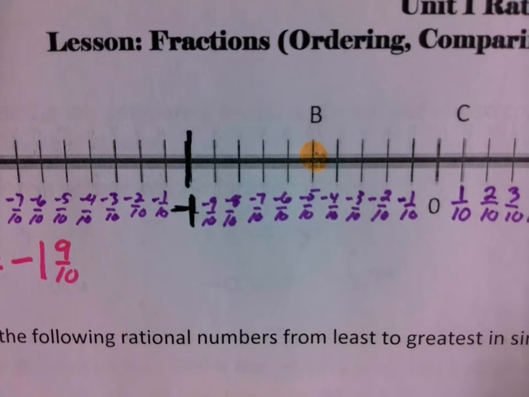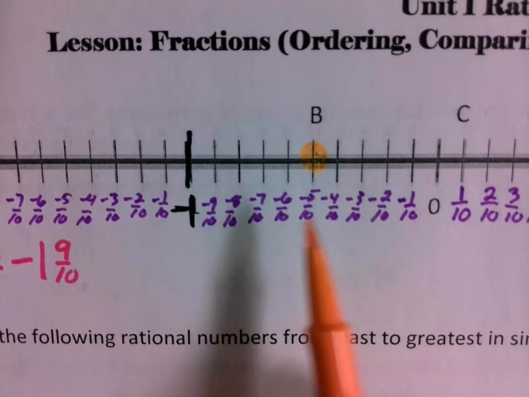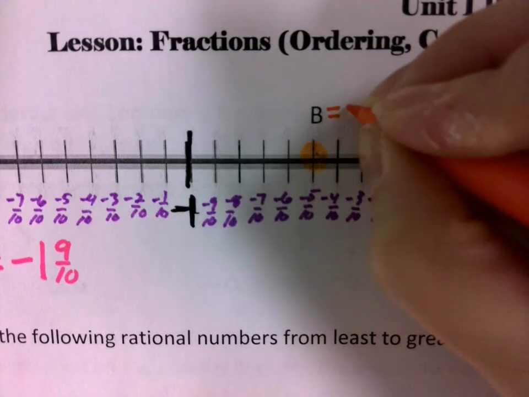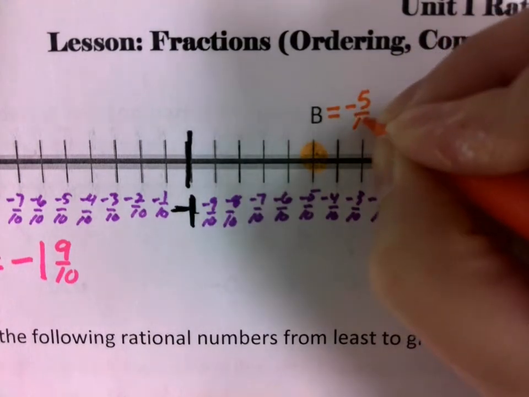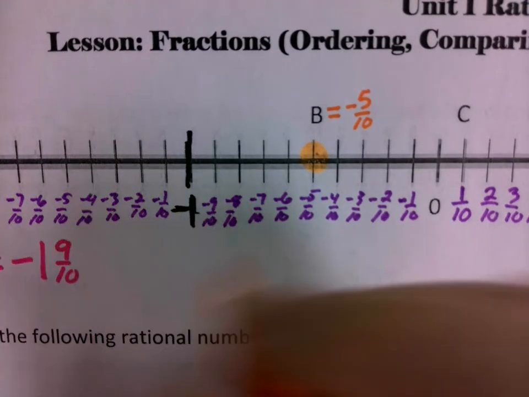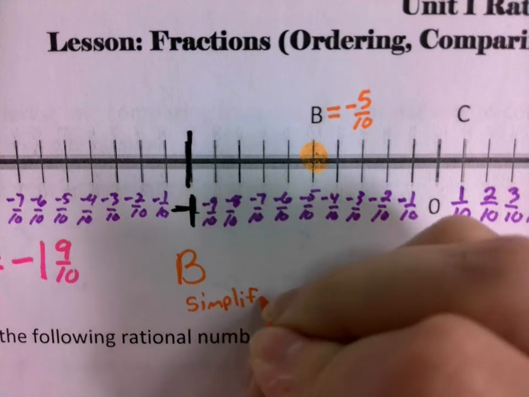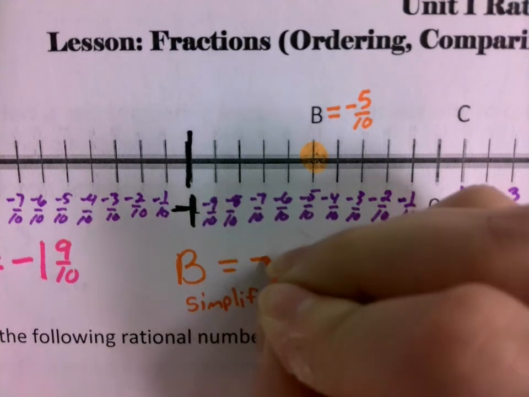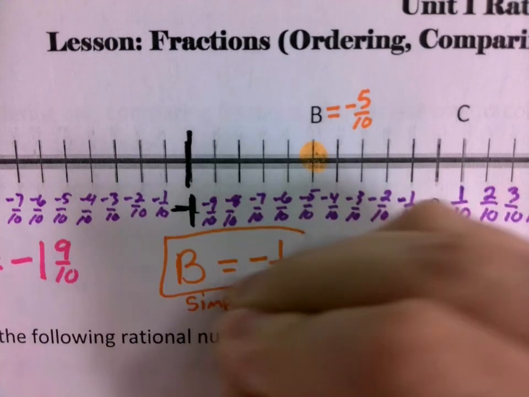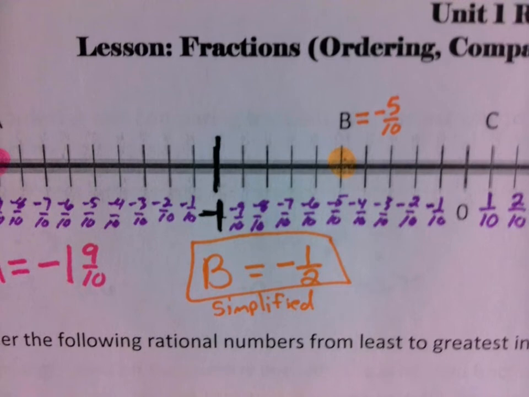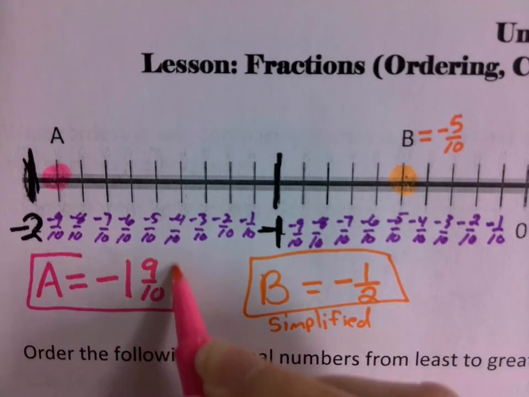Negative 5/10. Now, type that into your calculator. Double check. Can we simplify negative 5/10, Emmy? What can it simplify to? 1/2. So I'm going to write negative 5/10 right here. But when I simplify it, I'm going to write down that B, this is simplified. It becomes a negative 1/2. When it's simplified, it becomes negative 1/2. We always want to check to see if we can simplify those fractions. Simplest form is important.